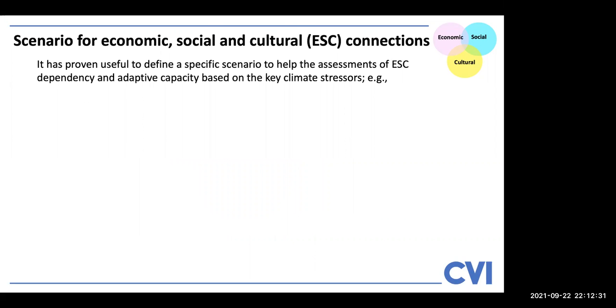One of the key things that we always do, we've learned to do through the process of CVI applications, is to look to a scenario to help us consider economic, social, and cultural connections. And so here we look at the ideas of what the future climate might look like, what changes will occur towards our time frame, which for us is 2050, to help link across to ideas around the economic, social, and cultural connections.